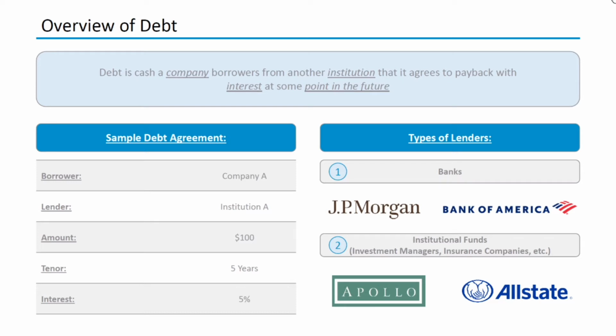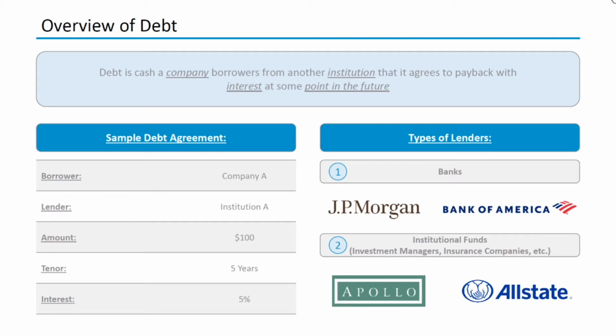For every debt instrument, a borrower will be outlined, who is the company that receives cash today and has an obligation to pay back that money in the future. There will be a lender, who is the institution that loans the company cash today in hopes of getting paid back in the future. And the debt agreement will also outline the amount of cash that is loaned to the company today, the tenure or length of the debt agreement, as well as the interest rate, which has to be paid each year.